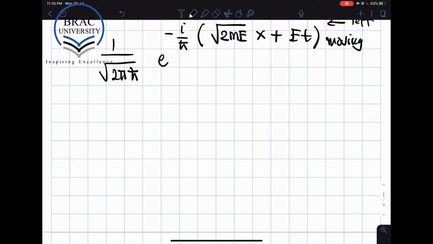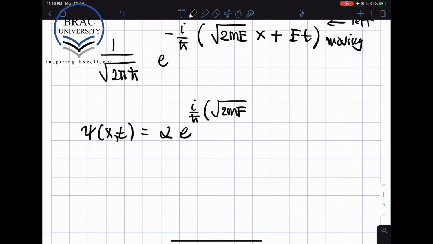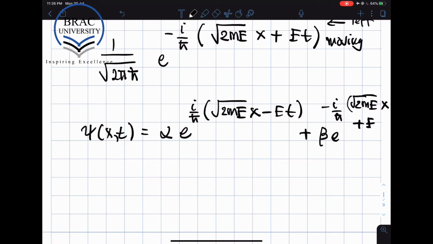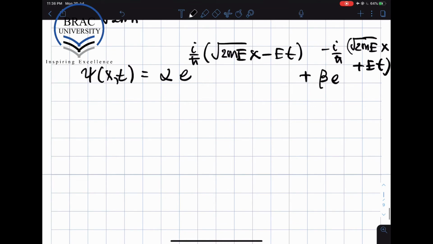According to quantum mechanics, which is a linear theory, this is also a solution to the wave equation. So we have some alpha, some complex number, times a wave which is moving to the right, plus beta times a wave which is moving to the left. According to quantum mechanics, this is also a completely well-defined solution.